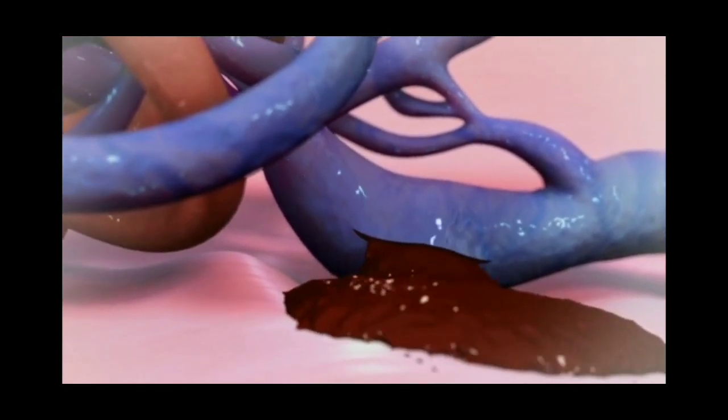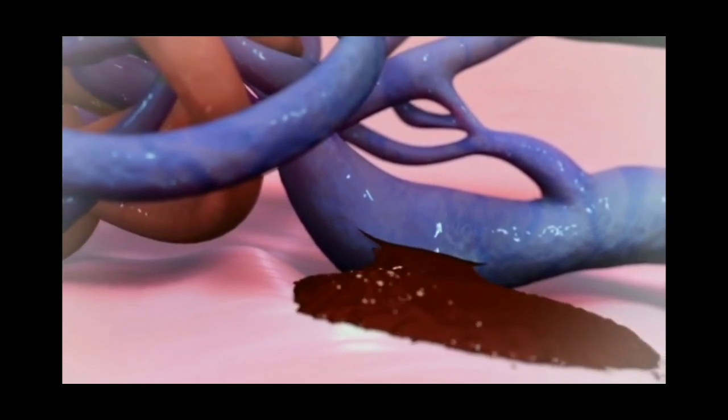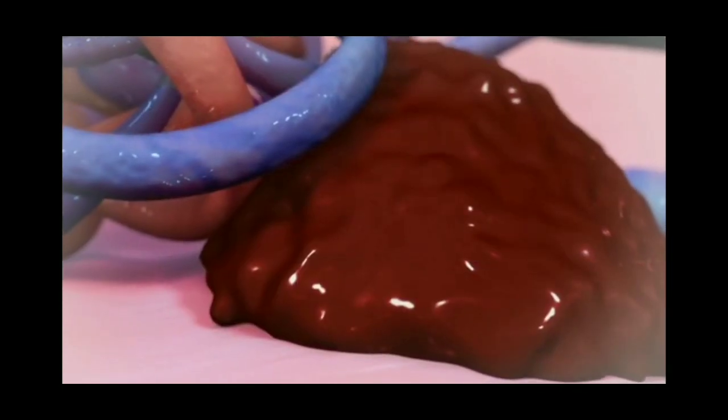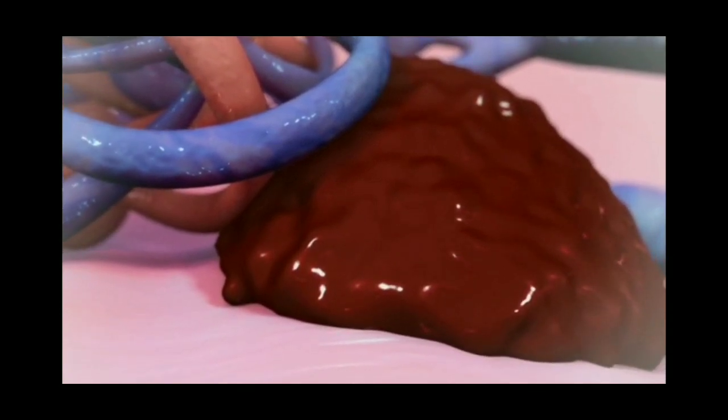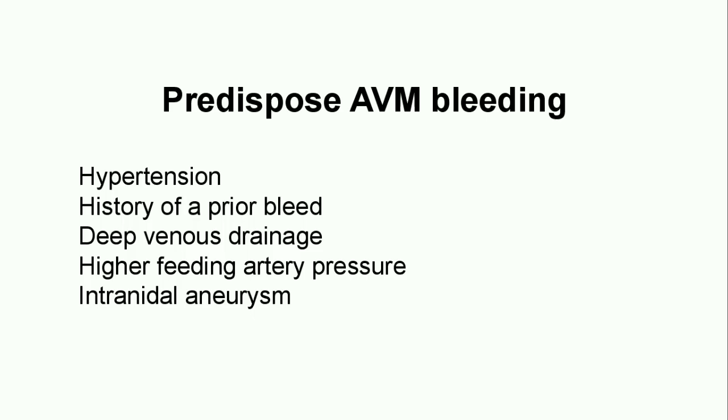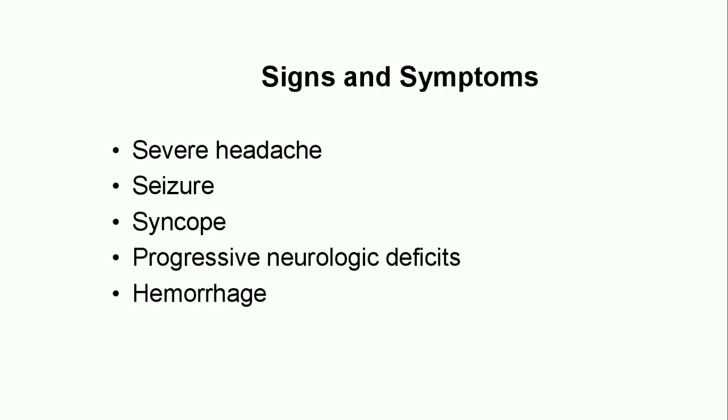Thankfully, the initial bleed is often contained by the surrounding pressure in the skull. This allows the clot to form, which temporarily stops the flow of blood, stabilizing the patient. These are the factors that predispose an AVM to bleed: hypertension, history of a prior bleed, deep venous drainage, higher feeding artery pressure, and intranidal aneurysm. The signs and symptoms are severe headache, seizure, syncope, progressive neurologic deficits, and hemorrhage.